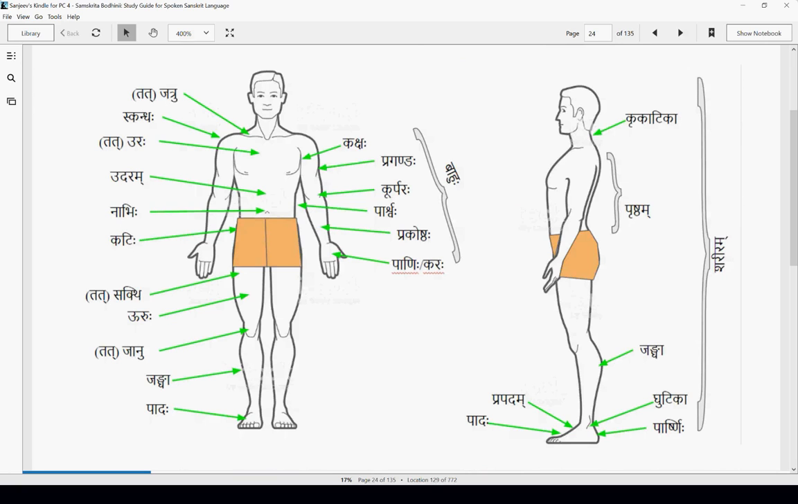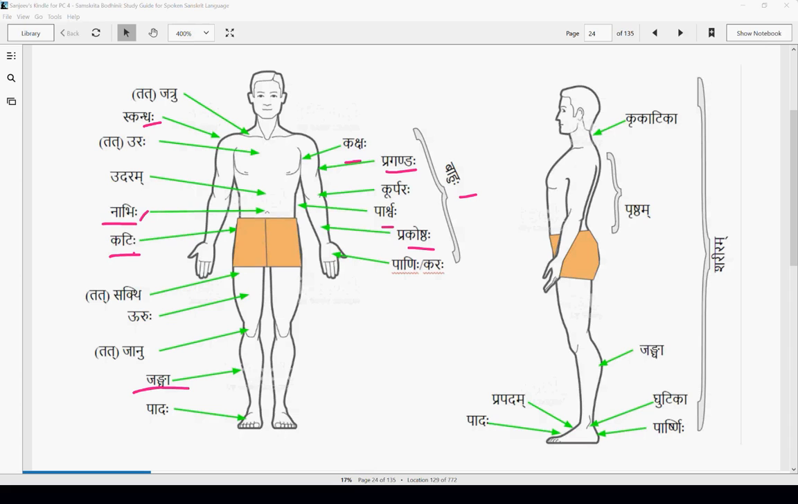Now the clue to know each word's lingam or gender is also given here. Generally where nothing is indicated, just the word is given there, that is a pullinga word. Mostly, for example, here kakshaha, skandhaha, shoulder, nabhihi, prakoshtaha, are pullinga words. Bahu, these are all pullinga because they end in a and visarga, and some of them in e and visarga. You can also take them as pullinga words.